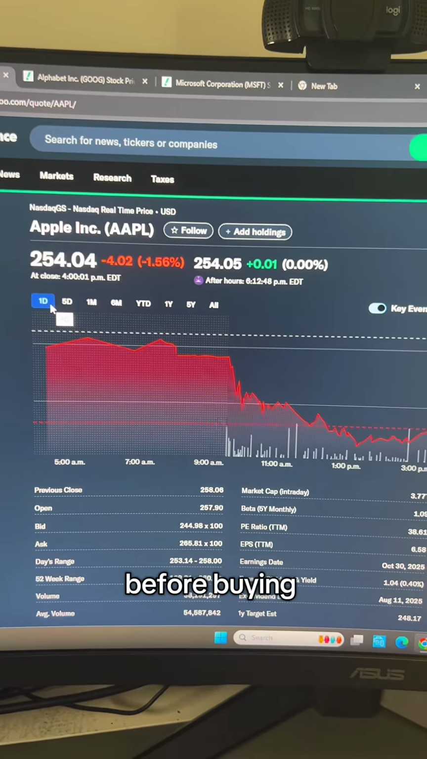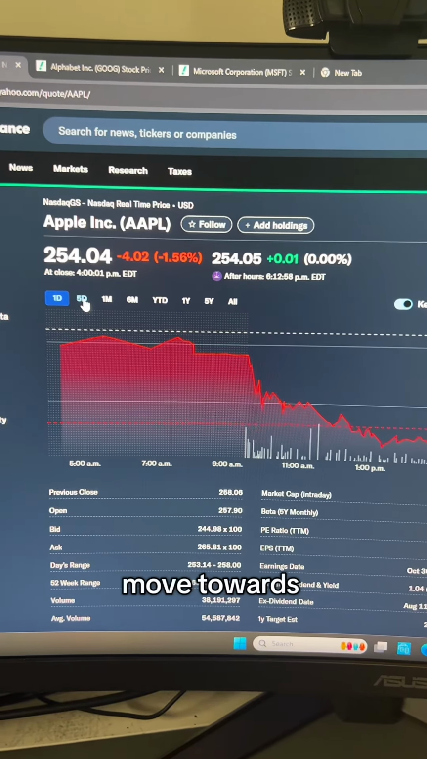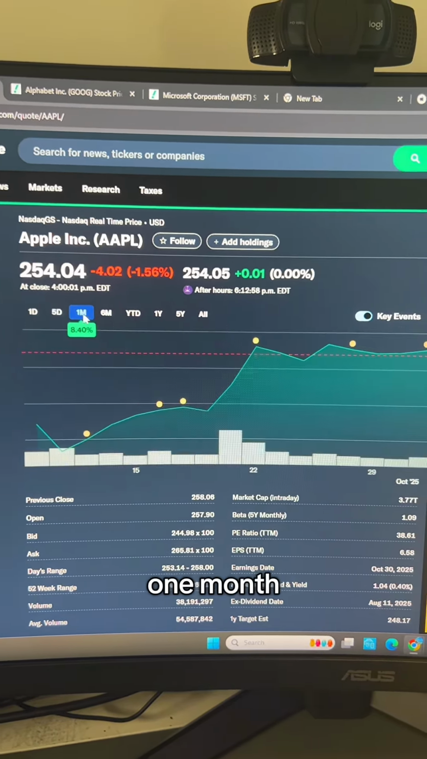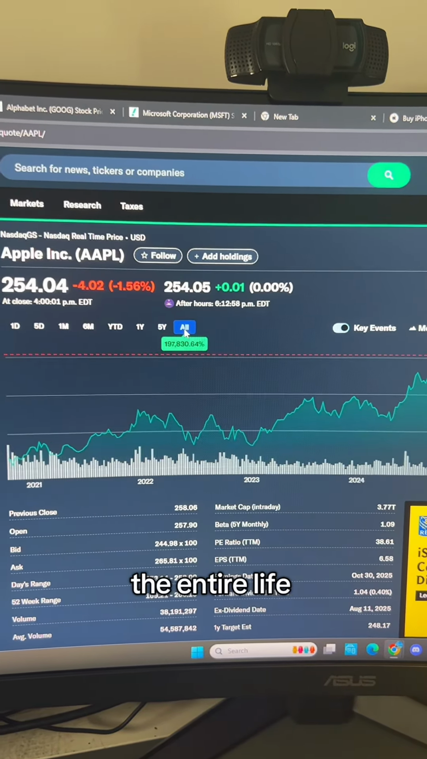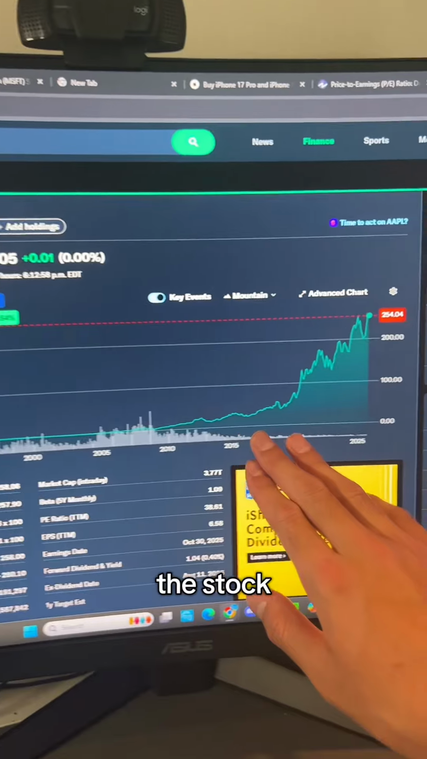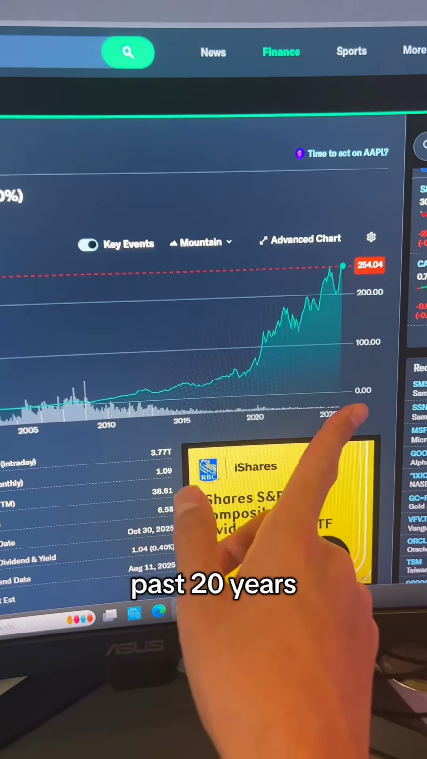The last thing you want to check before buying a stock is the lifelong chart. I would usually skip the first day, move towards the 5 days, 1 month, 6 months, 1 year, 5 years, and the entire lifelong history of the stock. And it doesn't look like Apple's hit a price of 0 in the past 20 years.